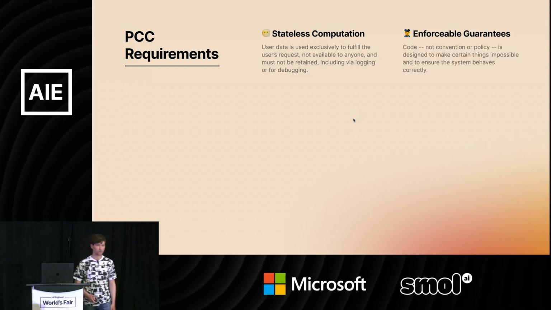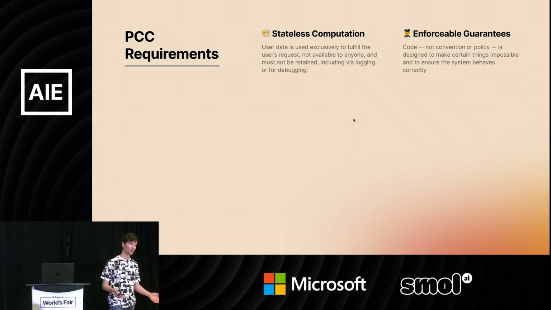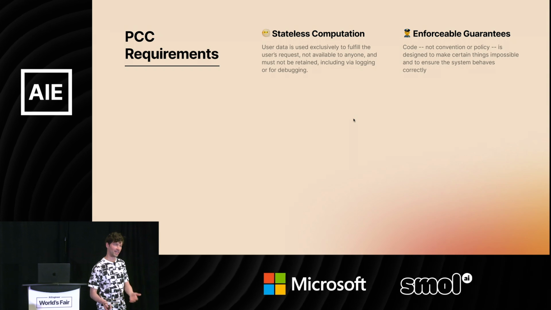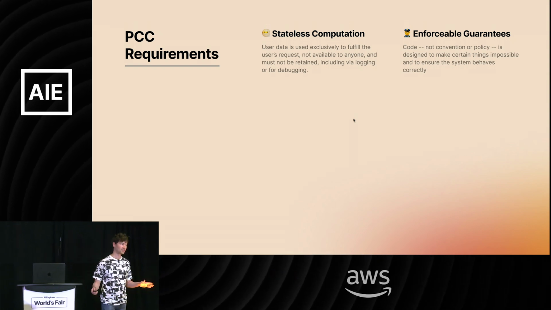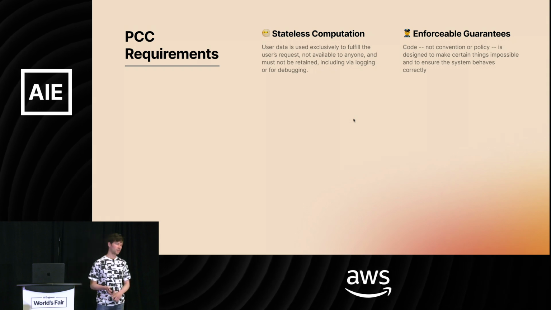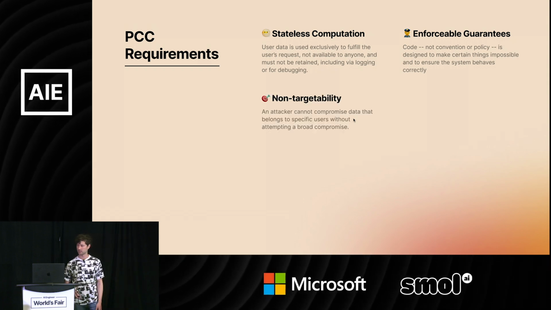The second thing is enforceable guarantees. This notion that everything's enforced with code, not by some sort of policy. Not, I shouldn't SSH to the instance, but I can SSH to the instances. No, there's no SSH on the instance. You can't SSH to it. You don't want to save things? Well, there's no disk, right? So these are what they call enforceable guarantees, not just policies.